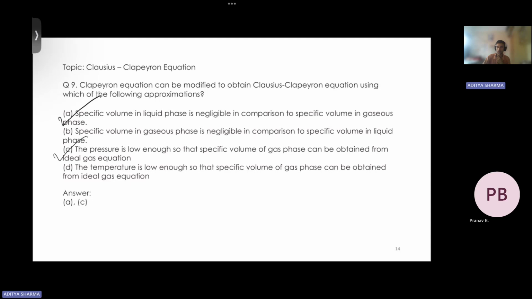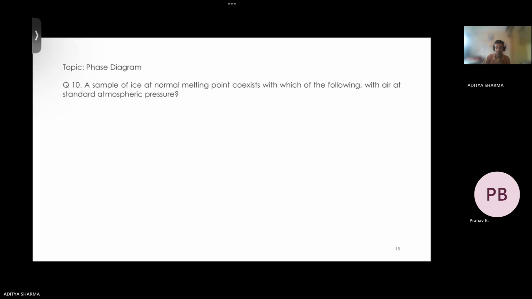So I have total 13 conceptual questions and then two numericals. Okay. So this is from phase diagram heading.